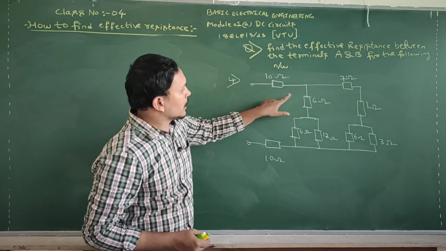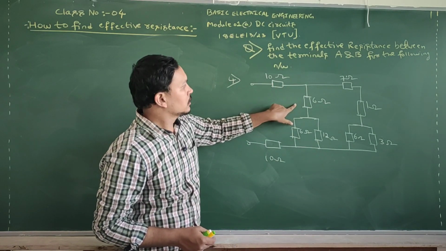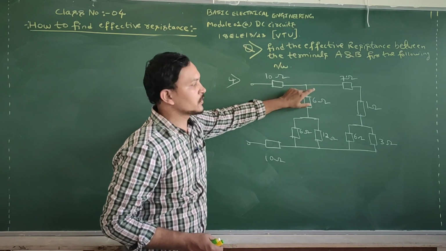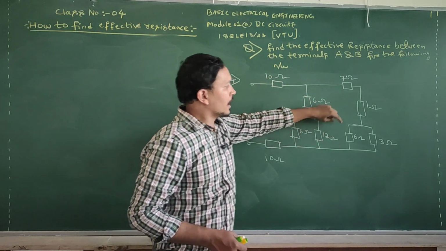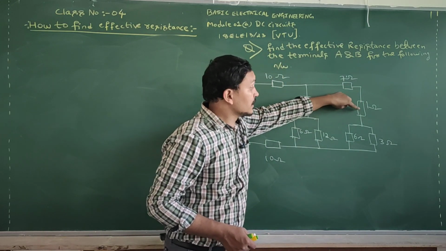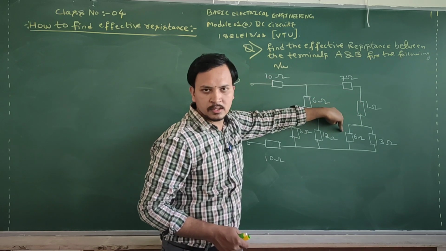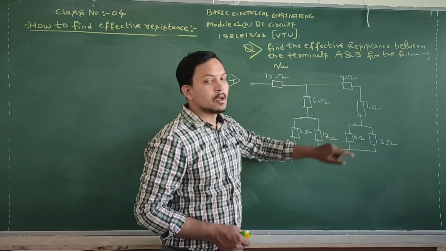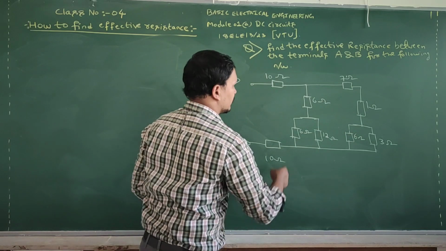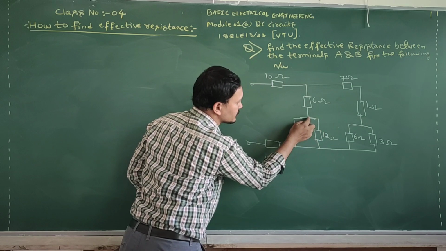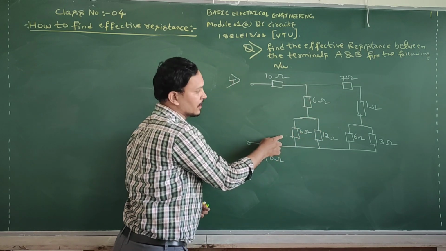Do you think 10 and 6 are in series? No, it cannot be series because this line is disturbing. So you cannot make a combination. Now do you think 1 ohm and 6 ohm are in series? No, because this 3 ohm is disturbing the end-to-end connection. Then 6 ohm and 6 ohm are in series? No, because the 12 ohm is disturbing the end-to-end connection.